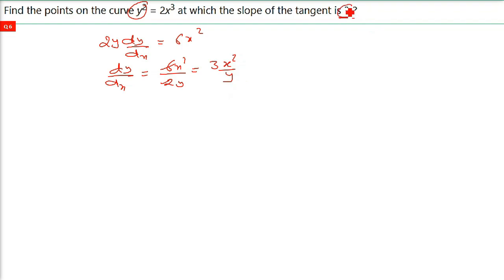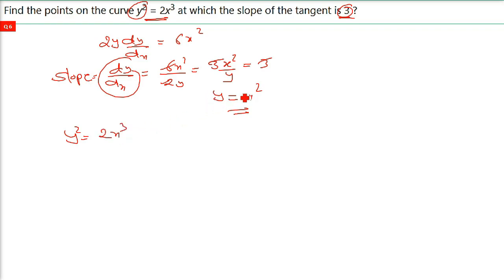Now slope is already given as 3. So equate it to 3. Dy by dx is slope. It is m. It is tan theta, the angle with the positive x-axis measured anti-clockwise. Y is equal to x square we got. Just equate this. You can replace this y equals x square in the original equation.